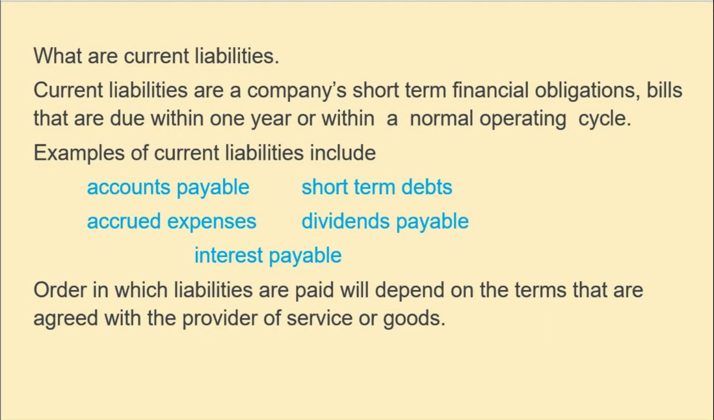Now let's look at current liabilities. What are current liabilities? Current liabilities are a company's short-term financial obligations: bills that are due within 1 year or within a normal operating cycle. Examples of current liabilities include accounts payable, short-term debts, accrued expenses, dividends payable, interest payable, etc., on a normal course of business. The order in which liabilities are paid will depend on the terms that are agreed with the provider of service or goods.